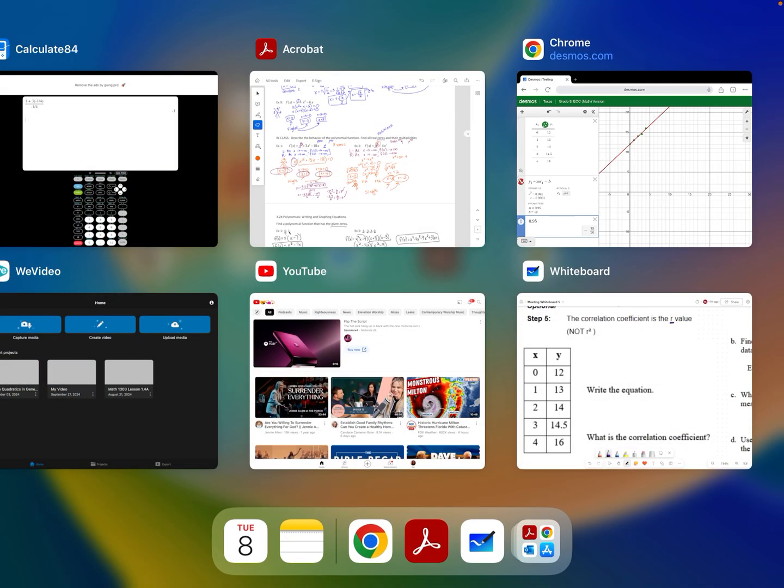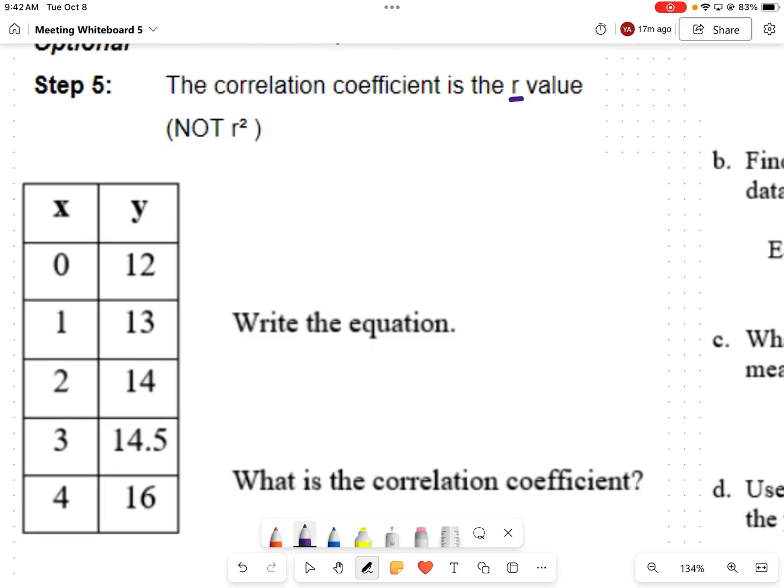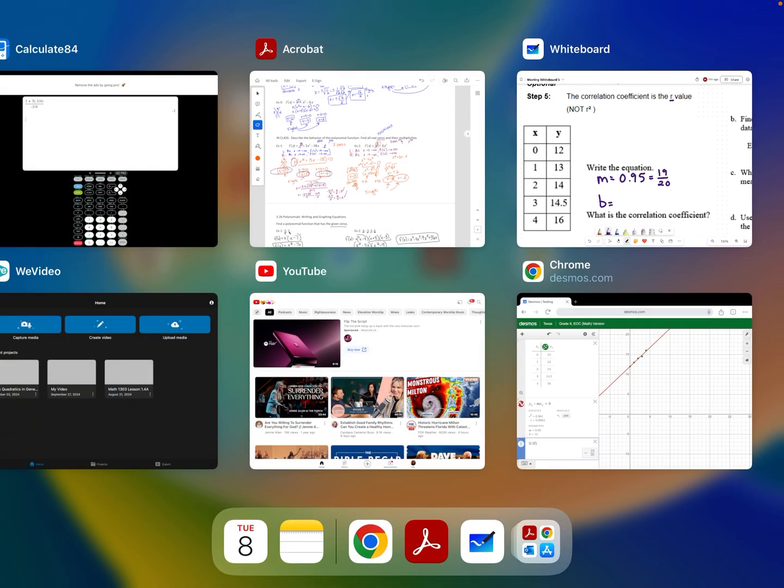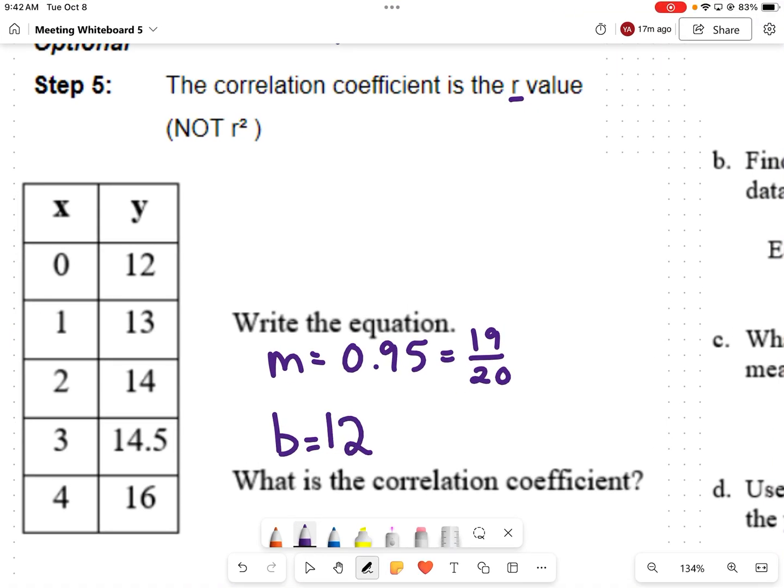So in our notes, our equation, let's go ahead and write down what the equation is. M is 0.95, which is 19 over 20. And that came from our output on Desmos. And then we need to write our B. What's our B? Oh, it's 12. Okay, good. 12.